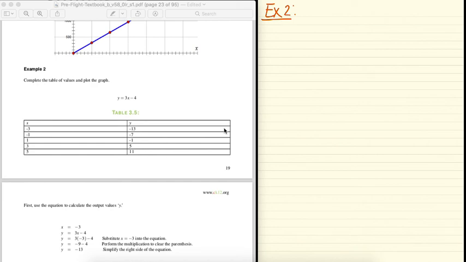All right, here we go with example 2. It says complete the table of values and plot the graph. So we have the equation y equals 3x minus 4.